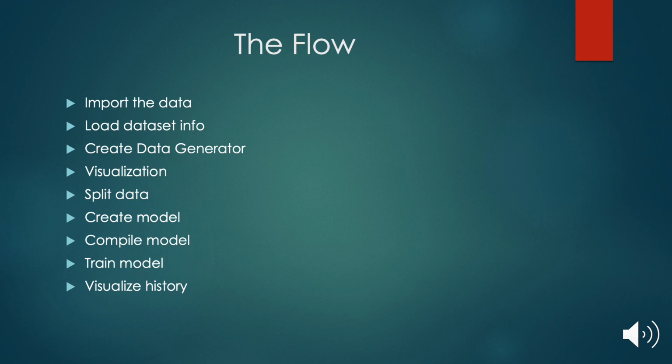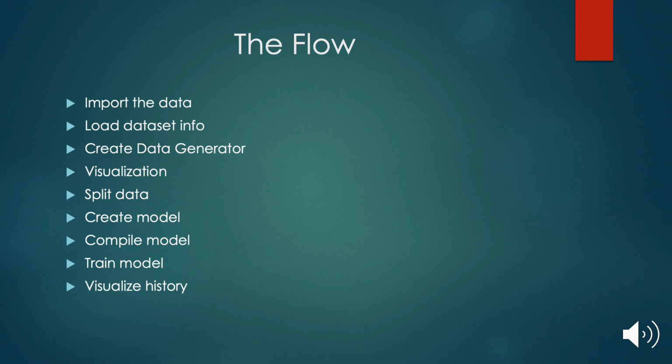And then create a data generator. Our generator will return the next structure which contains RGB images, grayscale images, and the labels. And then visualize the data. Then split the data into train and validation part with a ratio of 80/20.